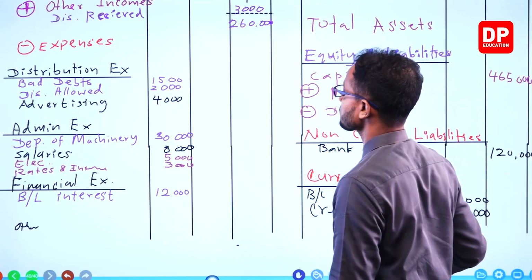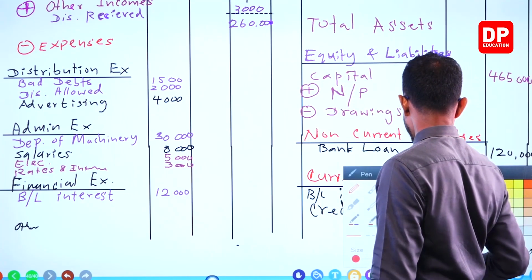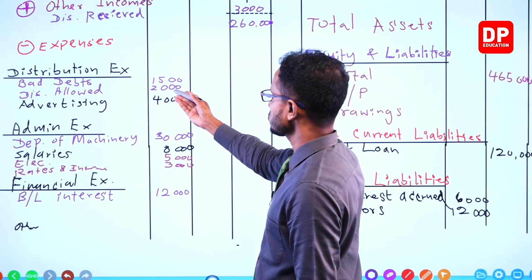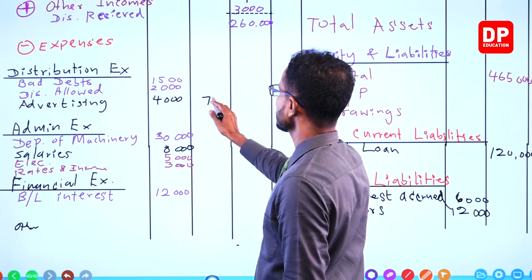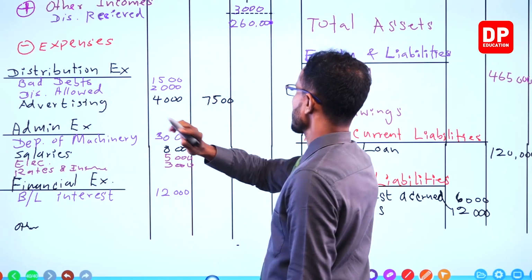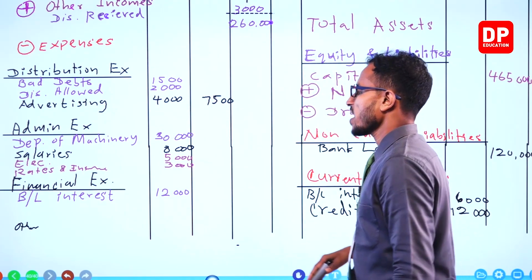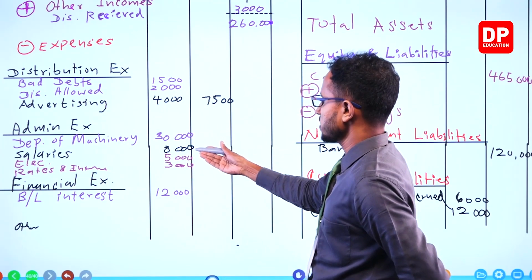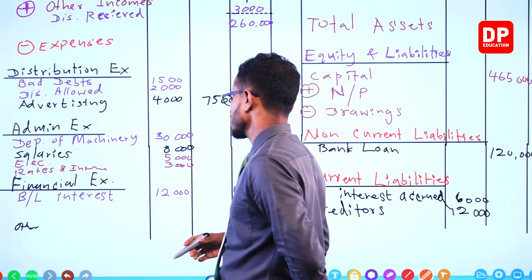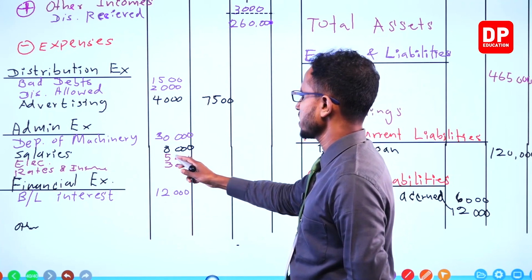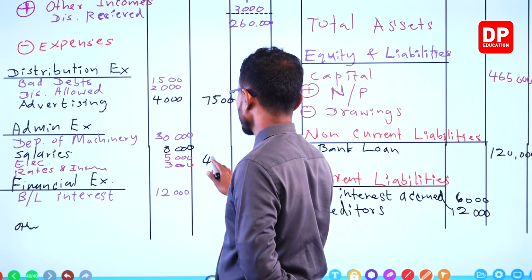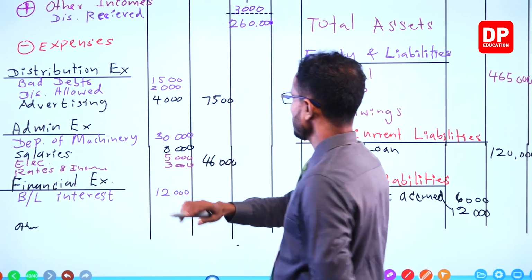We have distribution expenses. 4,000 plus 2,000, 6,000, 7,500 distribution expenses. And we have admin expenses. 30 plus 8, 38, 38 plus 8,000 here, 46. 46,000 admin expenses.